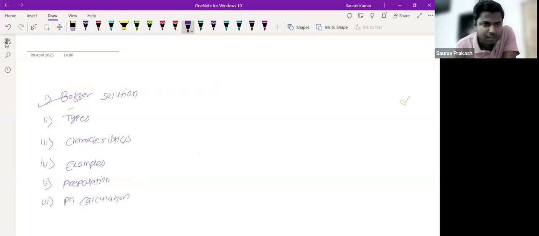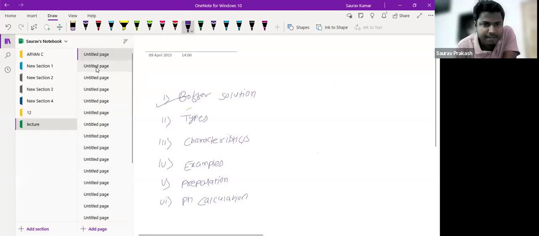What is a buffer solution? A solution which resists any change in its pH value, either on dilution or on keeping for a long time, when a small amount of acid or base is added. That solution is known as a buffer solution. So we'll write the definition.